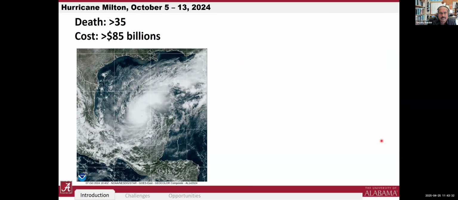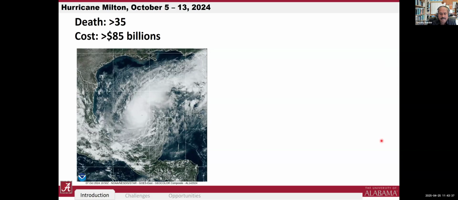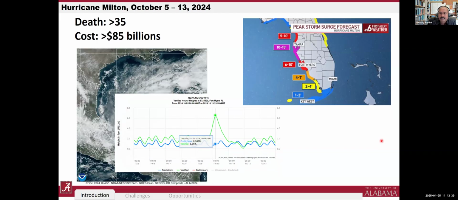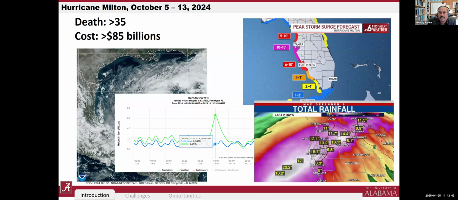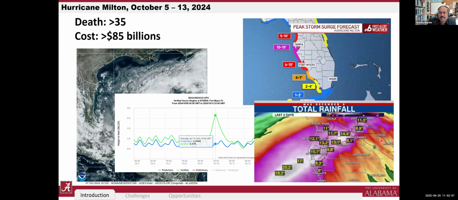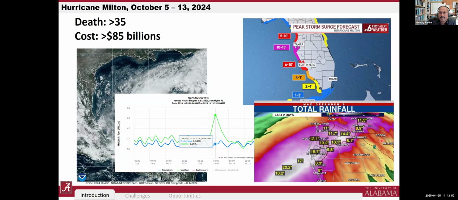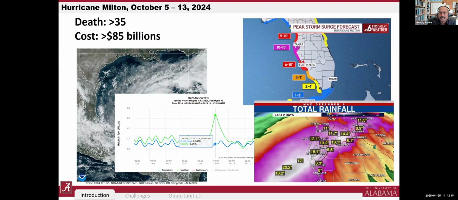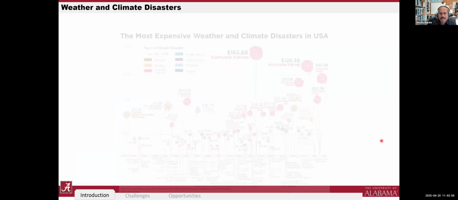Just a few weeks later, Hurricane Milton hit the west coast of Florida again, and again brought almost 6 feet of storm surge and a huge amount of rainfall dumping over the Tampa area. So we see not only the temporal co-occurrence, but also the sequence of events hitting the same region. Those are all, again, classic examples of what we call compound extremes.